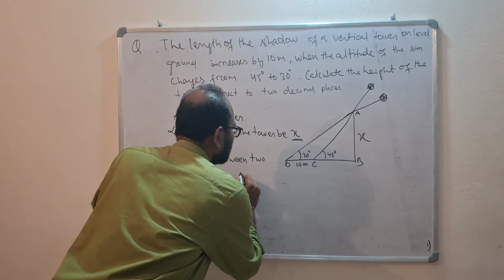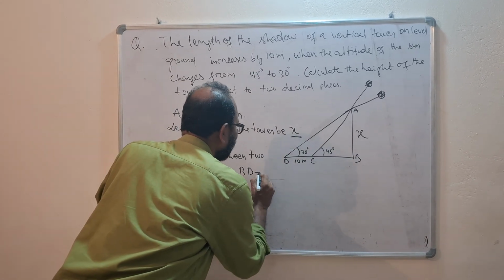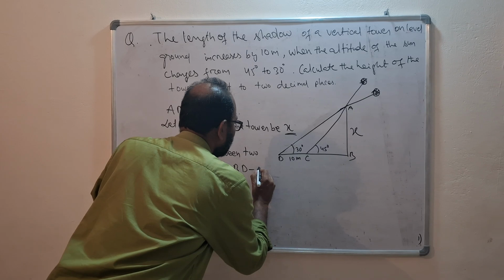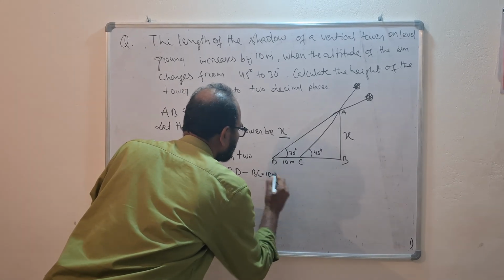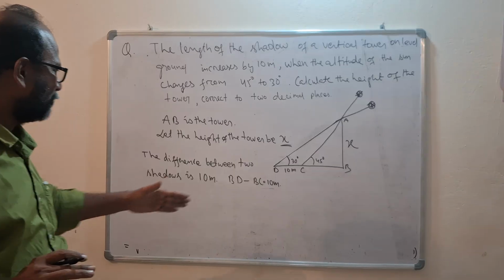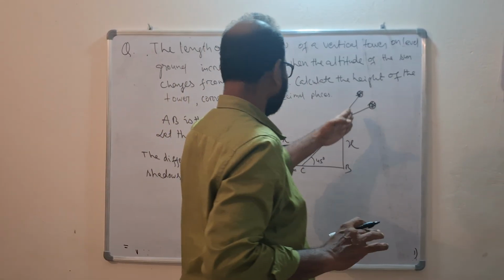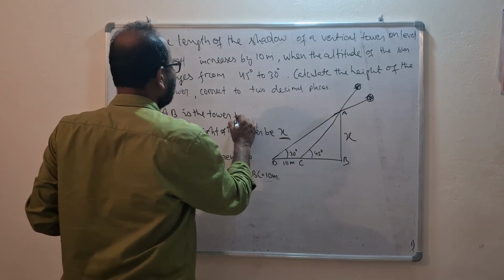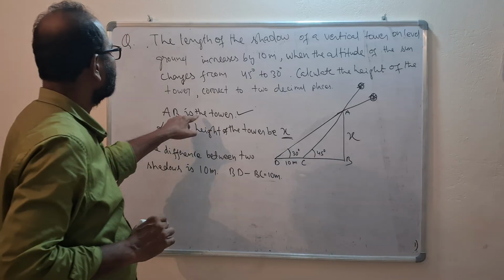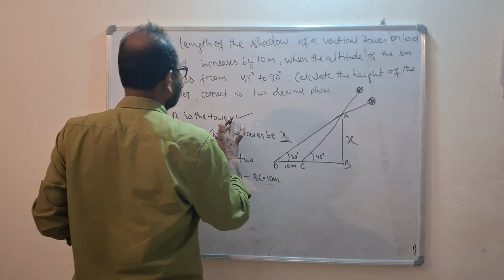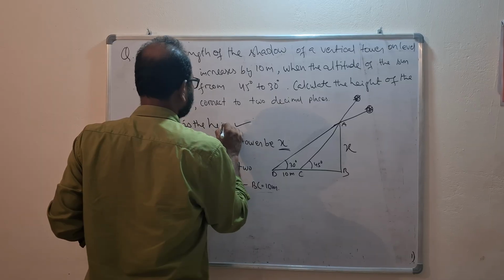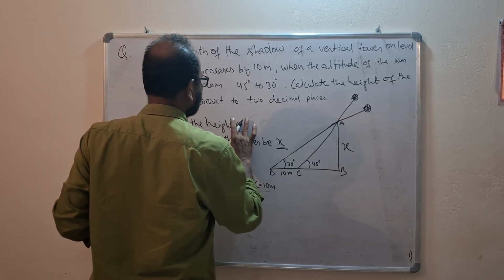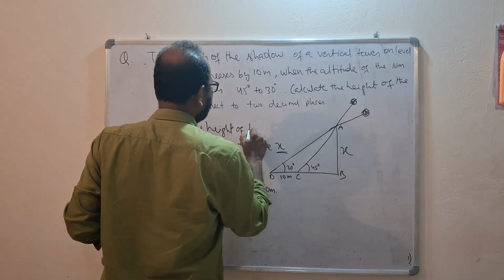That means BD minus BC is equal to 10 meters. This is given. So now we have to find out AB, the height of the tower. So we will take the height of the tower.